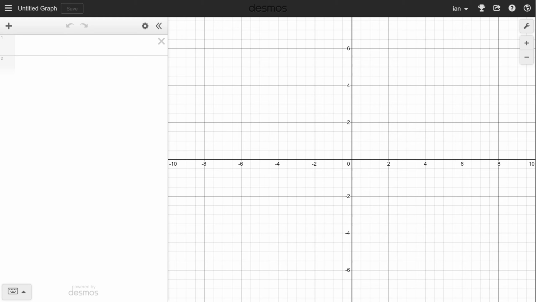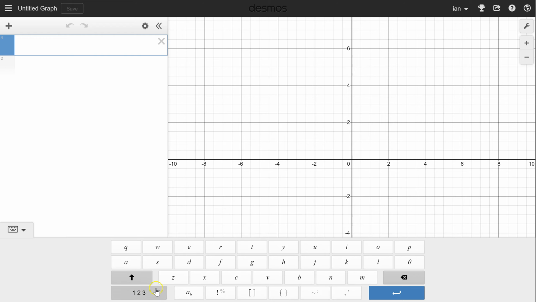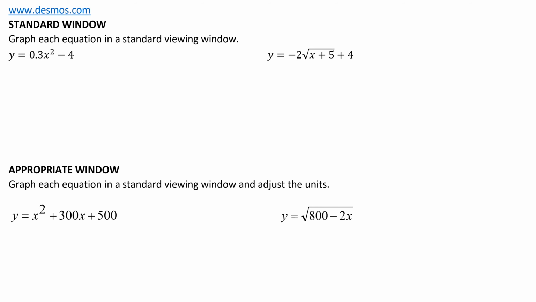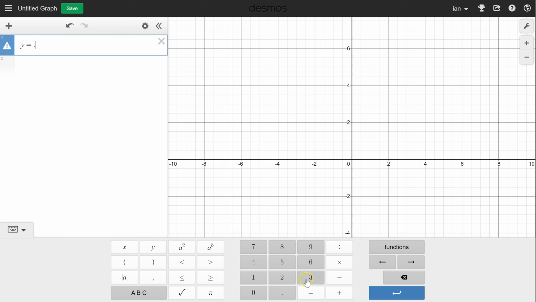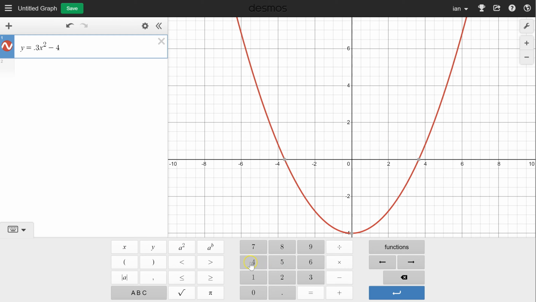So you just click right here, bring up the calculator keyboard. You can do ABC if you don't have it. Y equals, and it's 0.3x squared minus 4. So 0.3x squared minus 4. And there's our graph. And you notice it's giving you points.